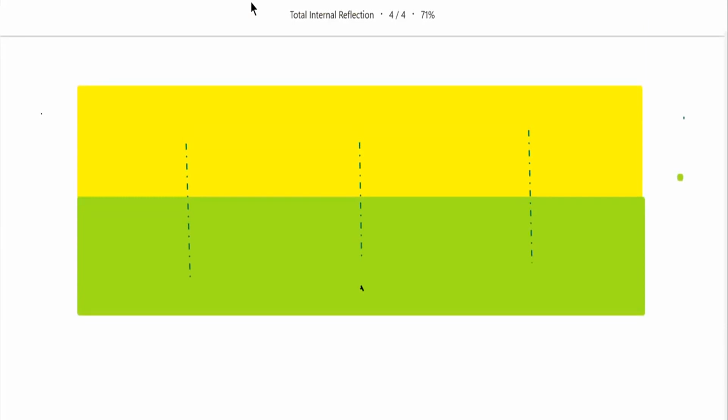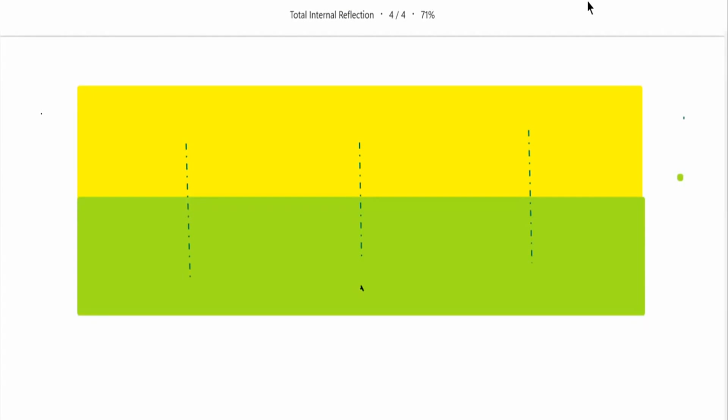Good morning, kids. We'll discuss today the total internal reflection. The topic name will be total internal reflection. Okay, now what is the total internal reflection?